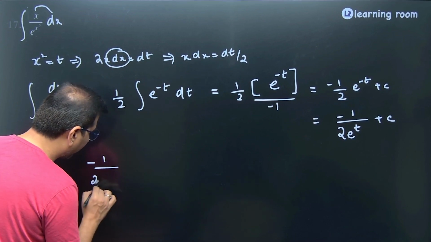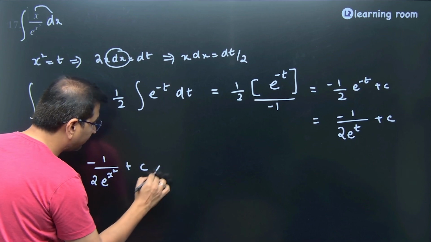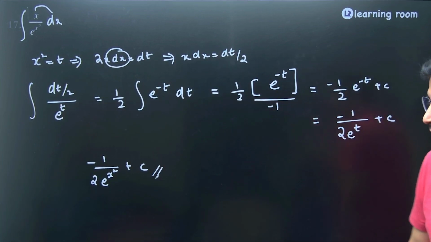So minus 1 divided by 2 into e power of t, where t is x square, plus c. So this would be the final answer: minus 1 by 2 into e power x square plus c.